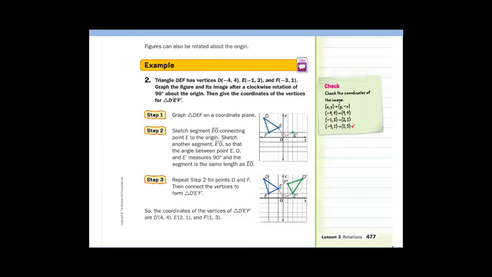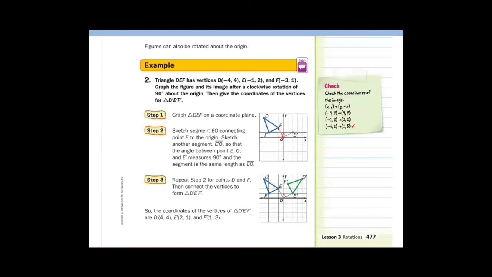All right. So let's talk about this one. Example 2, triangle DEF. Those are the vertices. Graph the figure and its image after a clockwise rotation of 90 degrees around the origin. So that means each point is going to change. I would usually pick the point that's closest to the origin. So this E is closest to the origin, and I know that it is 2 units and 1 unit.